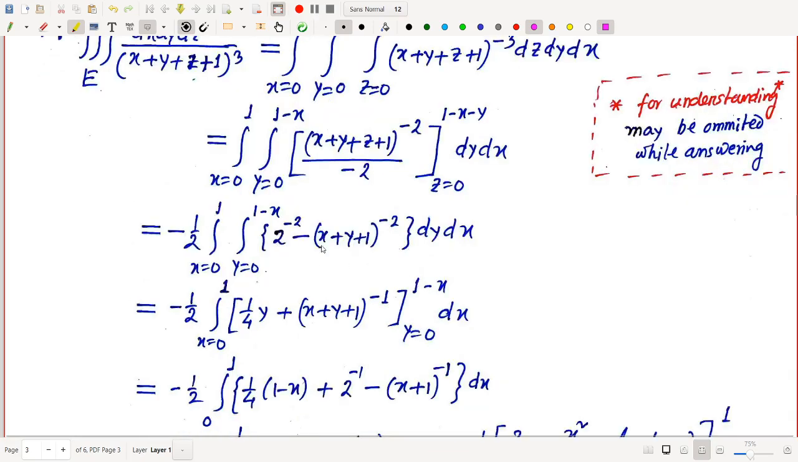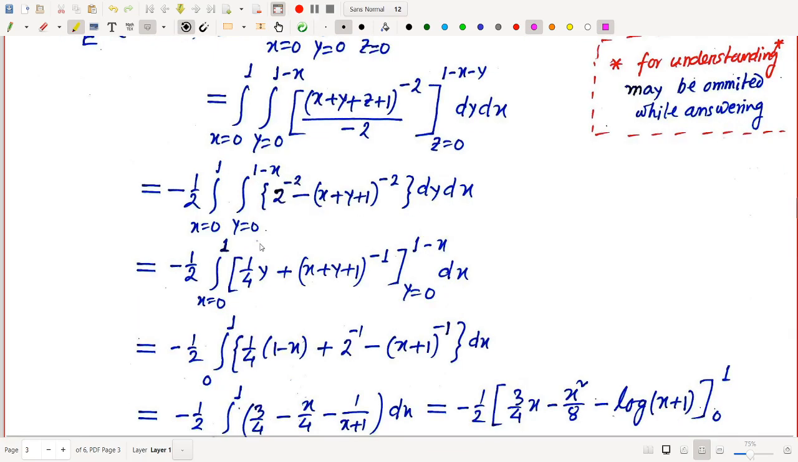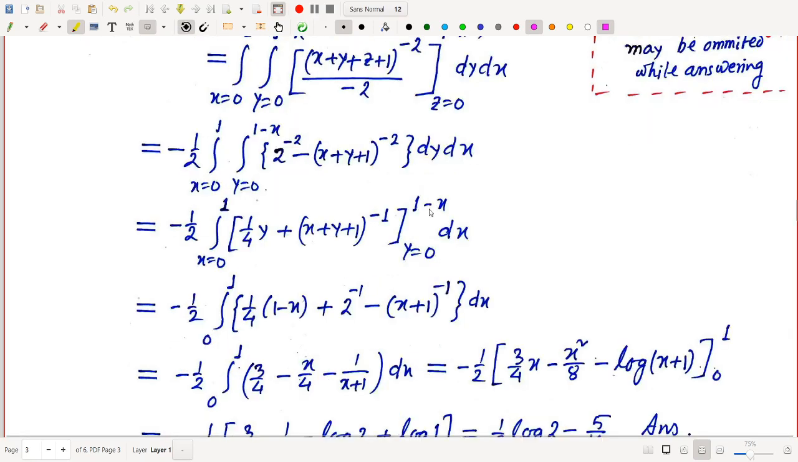Now if we integrate with respect to y, 2 to the power minus 2 is 1 by 4. So it is 1 dy, meaning only y, plus (x plus y plus 1) to the power minus 2. If we integrate, it will be minus 2 plus 1 by minus 2 plus 1, meaning another minus 1 will come. That's why this minus becomes plus. It is (x plus y plus 1) to the power minus 1. Limits for y are 0 to 1 minus x. If we put y equal to 1 minus x here, also 1 minus x, it will be 2, and then for y equal to 0, it means x plus 1.